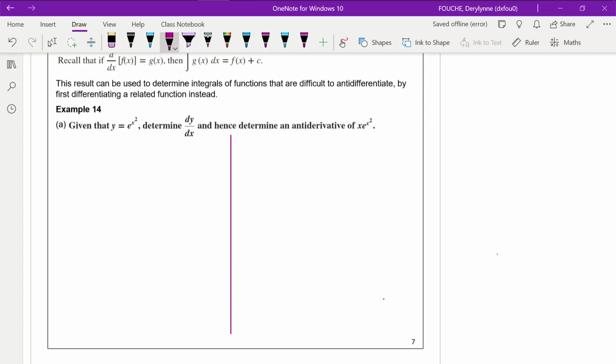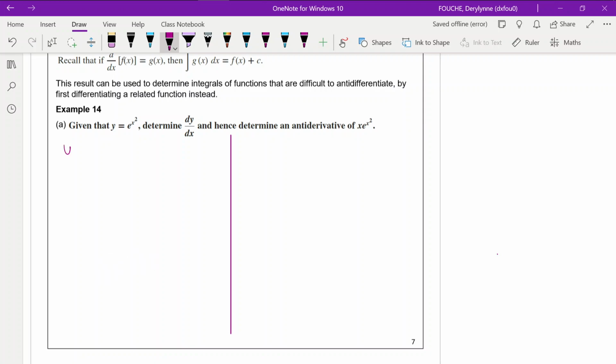Here it says, given that y equals e to the x squared, determine dy by dx, and hence determine an antiderivative of x e to the x squared. Now the first thing you'll realize is that, oh dear, we've got no rule for integrating x e to the x squared. But let's have a look at how we can differentiate and hence integrate.